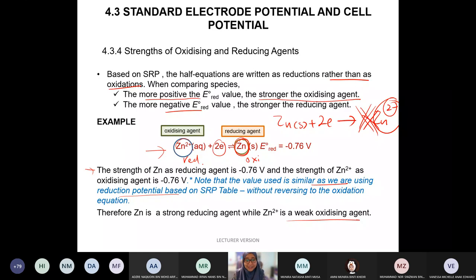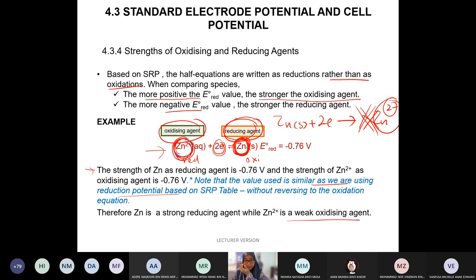Because we know zinc likes to oxidize. Solid zinc prefers oxidation. Zinc 2 plus can accept the electron to become zinc, but this is unpreferable, guys. It doesn't prefer it. It can do it, but it doesn't prefer it. It would rather have zinc oxidize. Zinc undergoes oxidation. That's why we say zinc is a good, or stronger, reducing agent, but zinc 2 plus is a weaker oxidizing agent.